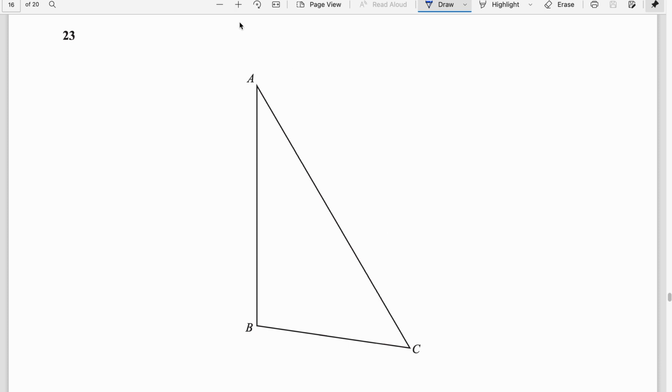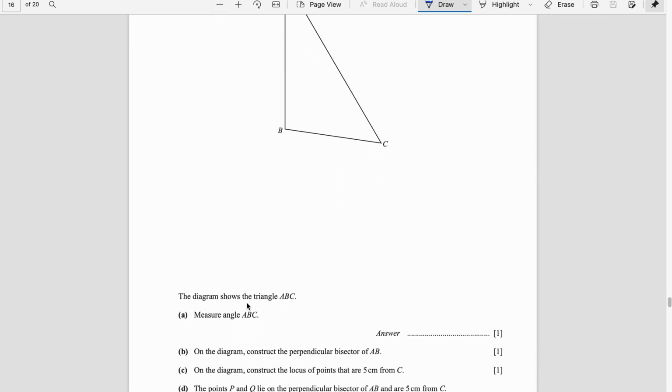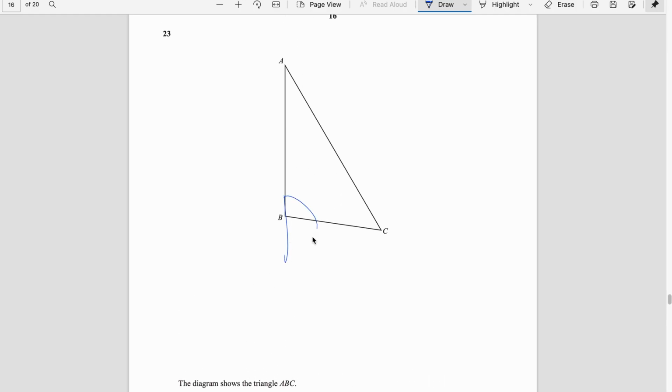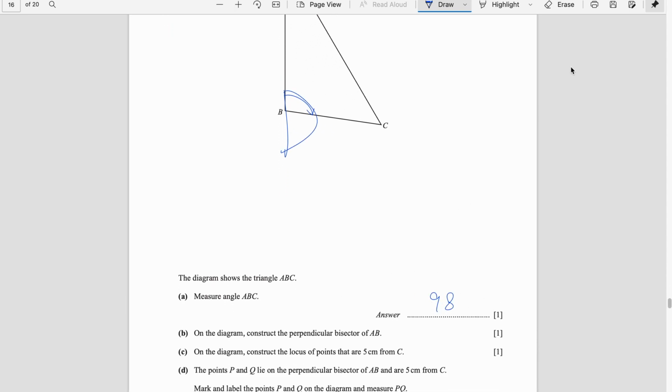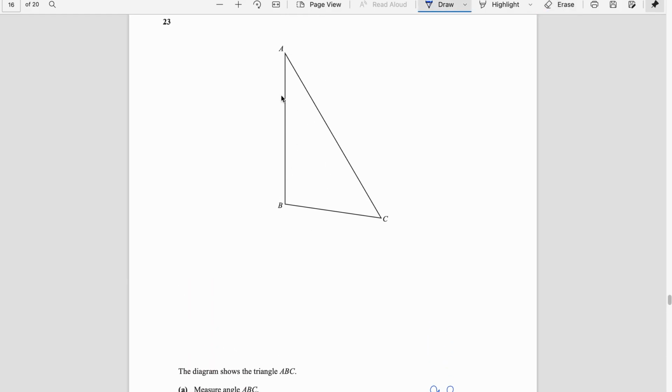Question number 23. The diagram shows the triangle ABC. Measure angle ABC. So place your protractor and see what this angle is, which is between 97 to 99. On the diagram, construct the perpendicular bisector of AB. So place your needle at B, open your compass more than half and draw the arc on both sides. Then place the needle at A, draw the arc again, join these two to get the perpendicular bisector of AB.